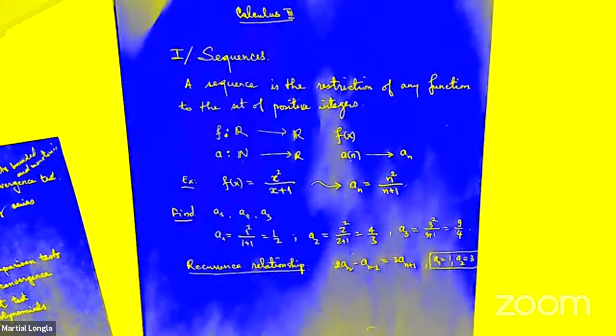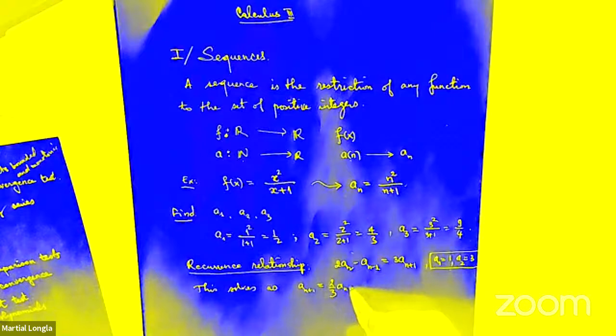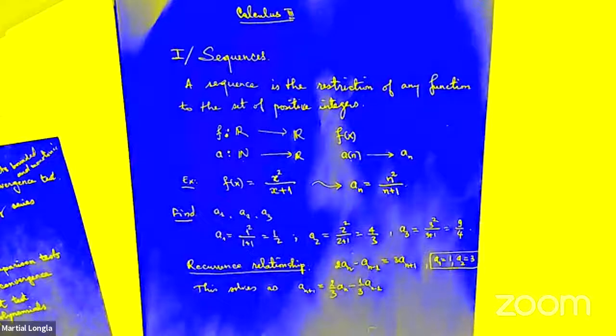For this example, I can solve. So this solves as an plus 1 equals 2/3 an minus 1/3 an minus 1. So the index n minus 1 here means if you take, for example, n equals 2, 2 minus 1 is going to be 1. So there will be a1. This will be a2. And 2 plus 1 will be 3. The left-hand side would be a3.